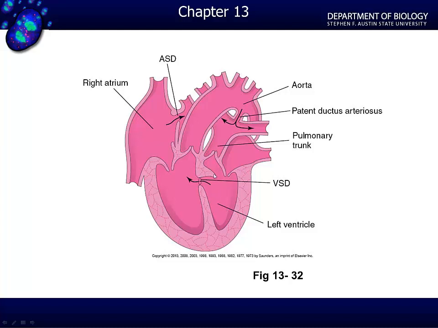Now, they also include a ventricular septal defect, and possibly that's going to be a common occurrence with this transposition of the great vessels, but I've not seen a lot of that. Maybe it's just for illustrative purposes.